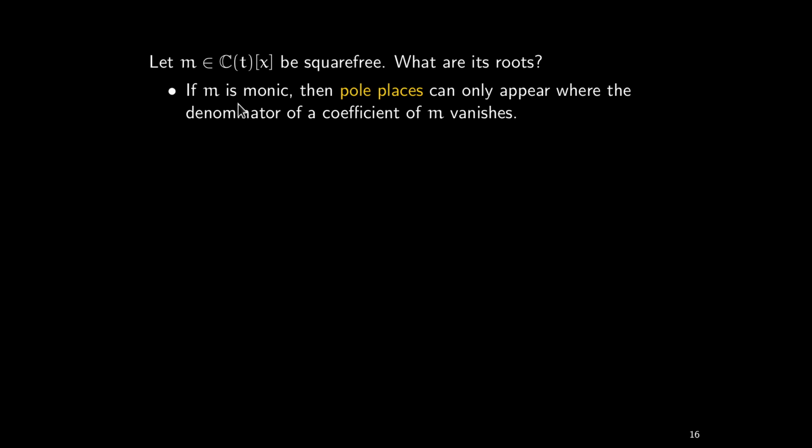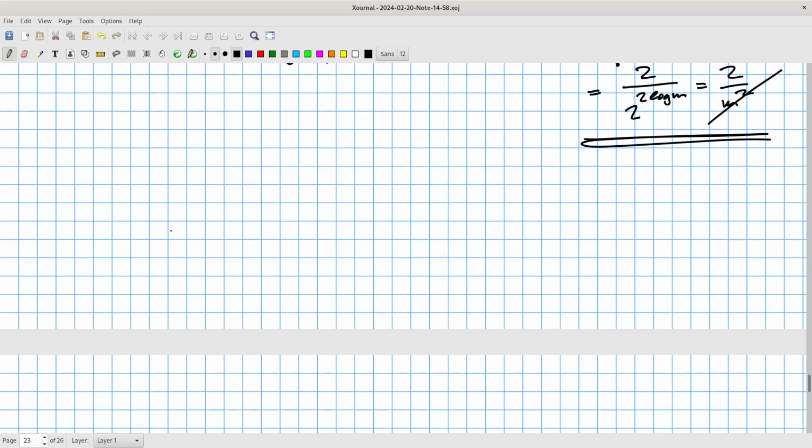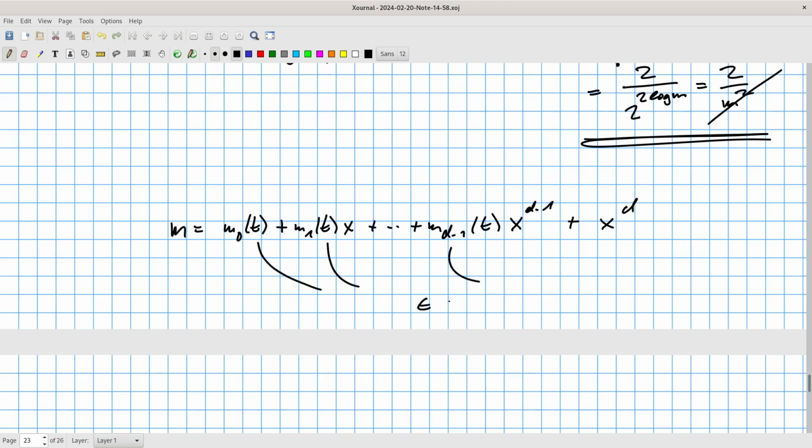What does it mean to be a pole place? If you assume that the m is monic, then a pole place will be where a denominator of the coefficients of m vanishes. Let me write this down a bit more explicitly. The m will be m0(t) plus m1(t)x plus ... plus m_{d-1}(t)x^{d-1} plus x^d. And these m's are all in C(t), so they are rational functions.